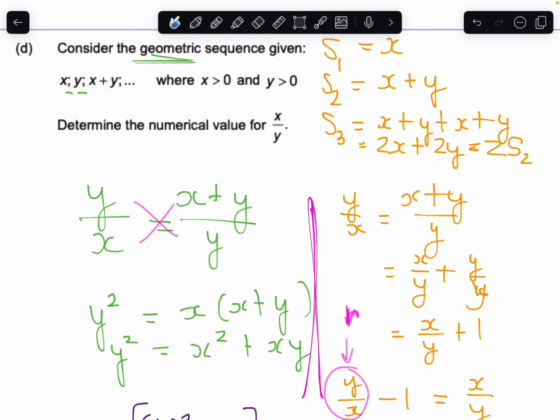Consider the geometric sequence given where x is greater than 0 and y is greater than 0: x, y, x plus y. Determine the numerical value for x over y. Yay!